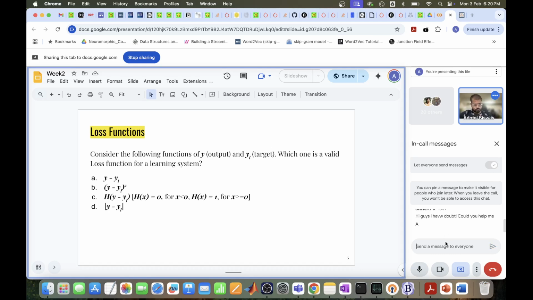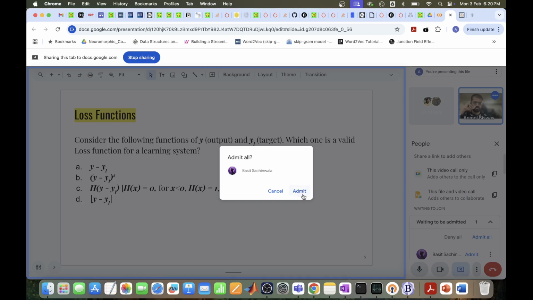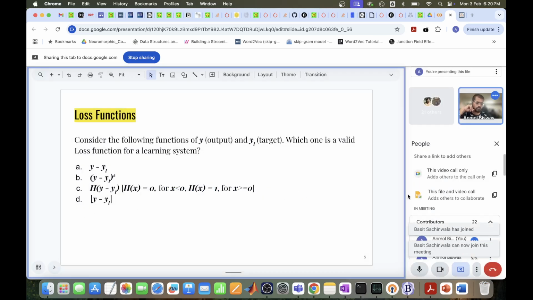Okay, so let's see a couple of answers. So B is indeed one of the valid loss functions, right? If you're watching the course videos, you'll know that this is the so-called mean square error loss, right? It is the square of the difference between the output and the label, right?